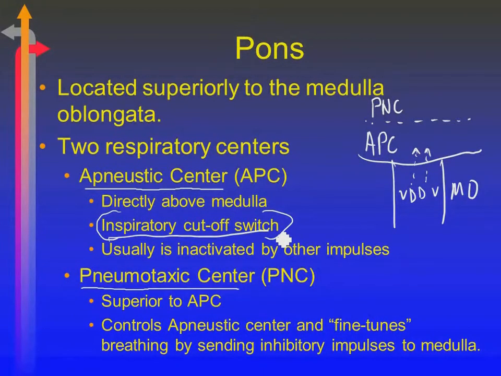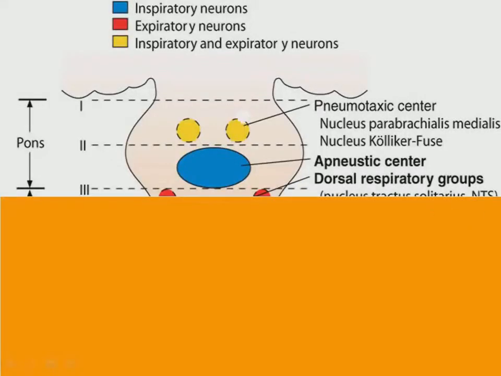The pneumotaxic center is really kind of a fine-tuning of that impulse. That's probably the best way to think about it and all I'm ever going to say about it. Primarily what I want you to know, pons has those two centers. Medulla oblongata has two groups of neurons also. So there's my pons and my medulla oblongata, and that's the portion we're talking about up here.